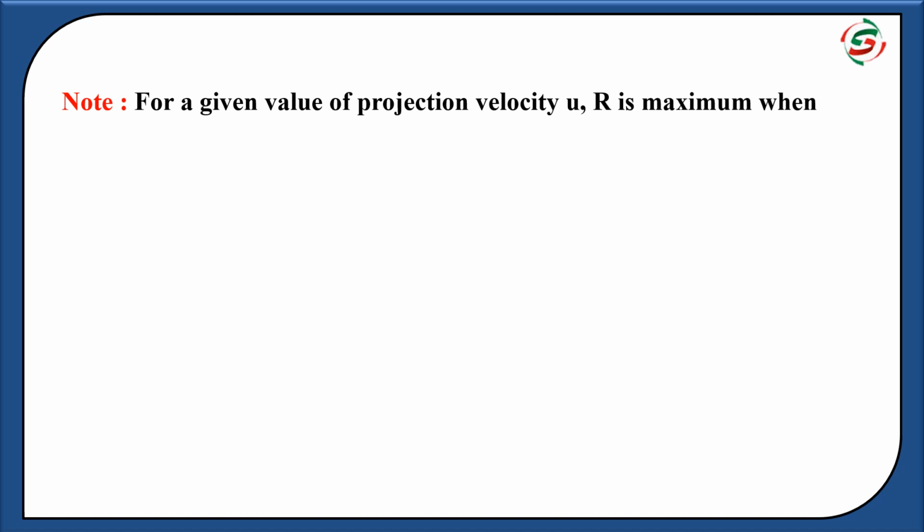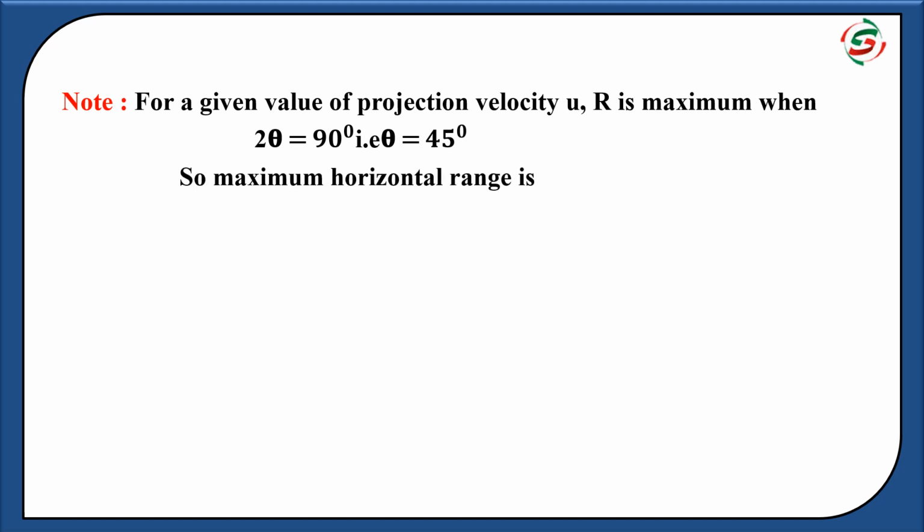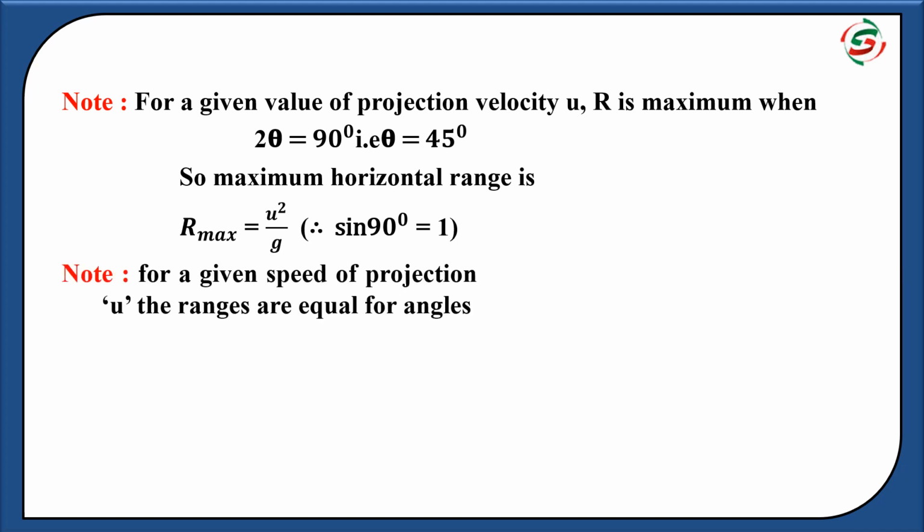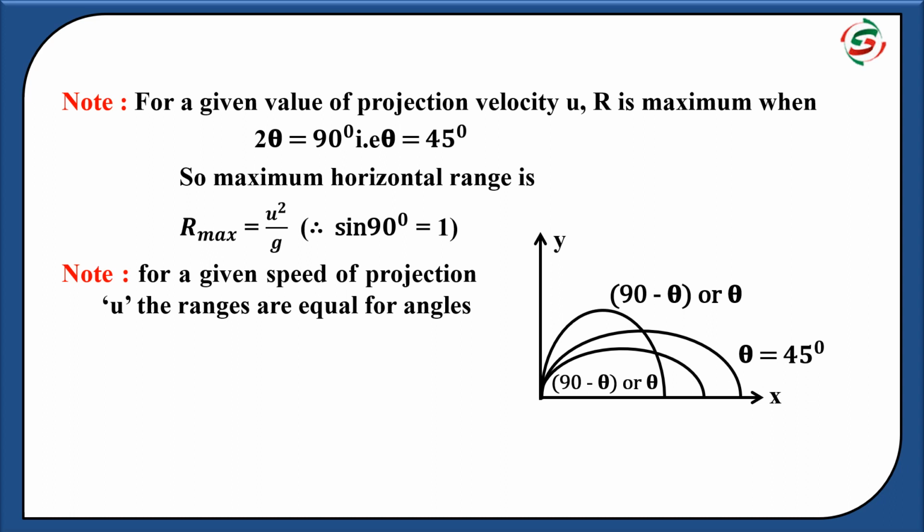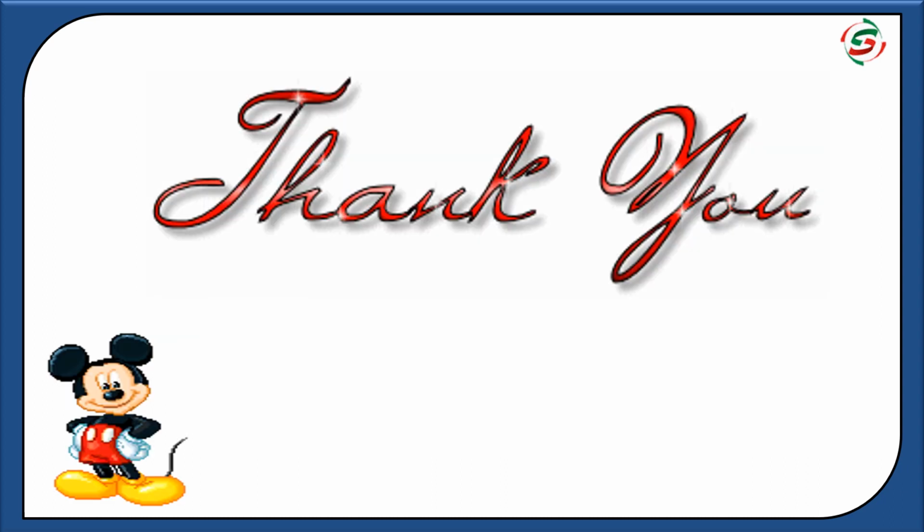Note, for a given value of speed of projection u, R is maximum when 2 theta is equal to 90 degree, that is theta is equal to 45 degree. So maximum horizontal range R max is equal to u square by g, because sin 90 is equal to 1. Also, for a given speed of projection u, the ranges are equal for angles theta and 90 minus theta, for example 45 degree plus alpha and 45 degree minus alpha.